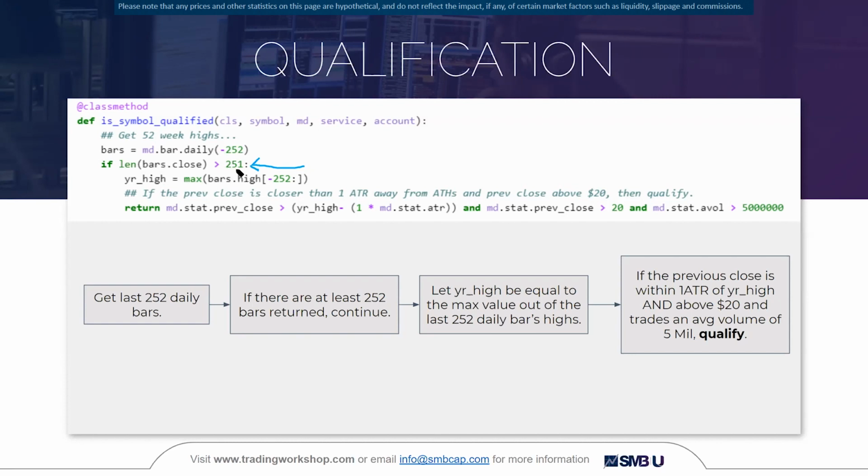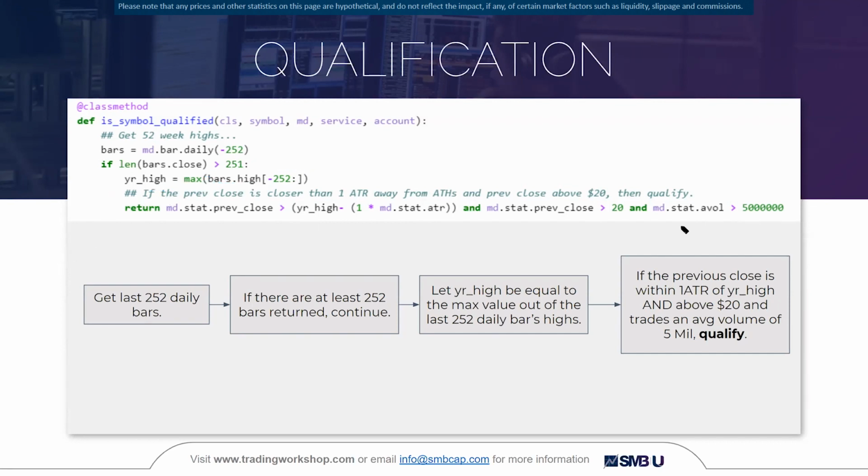So once we make sure what we asked for, we actually received, now we can define that year's high, which is simply going to be the highest value of this array that it returns in the bars.high. So you're getting the maximum value of all the highs throughout those 252 days. And that's what we define as the yearly high.